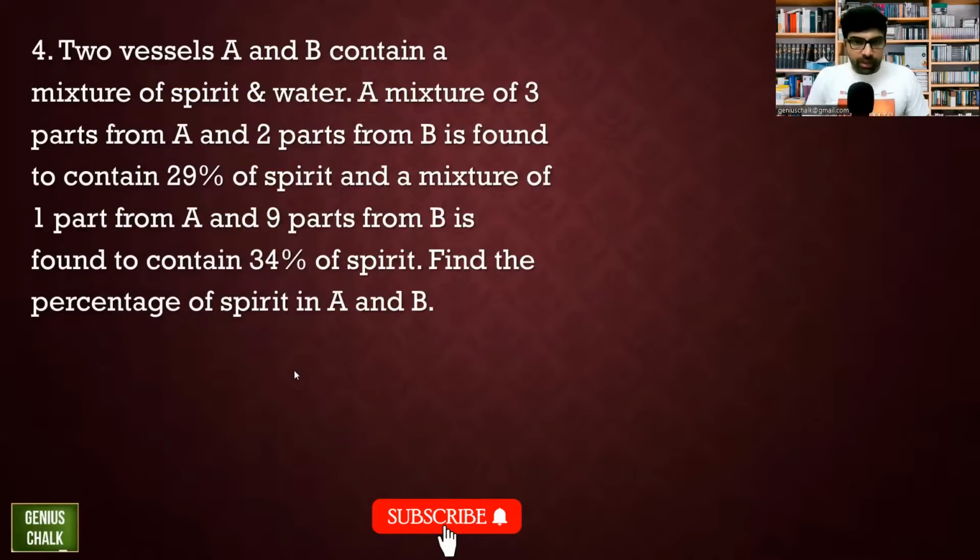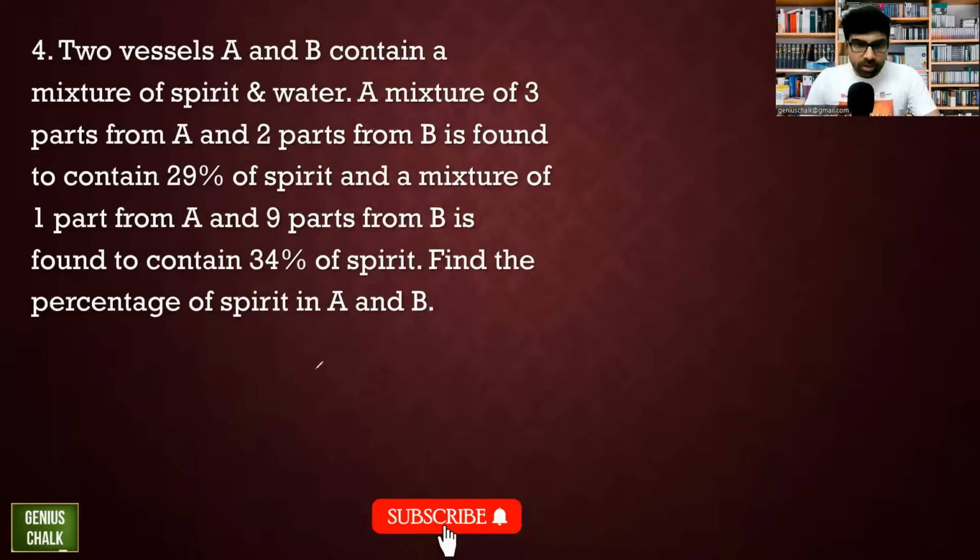All right. So next question. Two vessels A and B contain a mixture of spirit and water. A mixture of 3 parts from A and 2 parts from B is found to contain 29% of spirit, and a mixture of 1 part of A and 9 parts of B is found to contain 34% of spirit. Find the percentage of spirit in A and B.